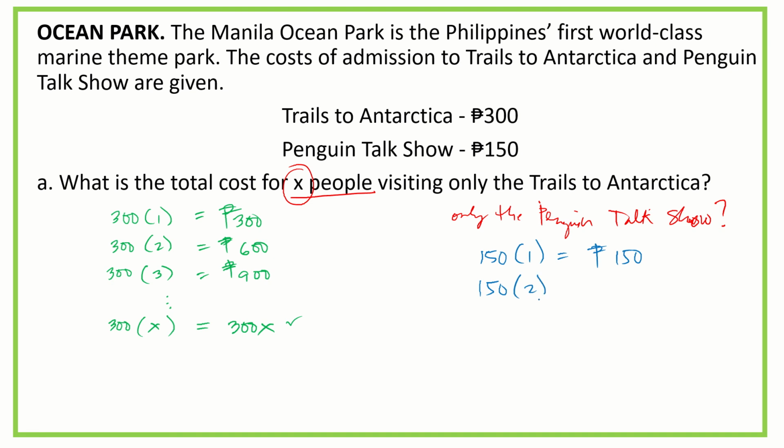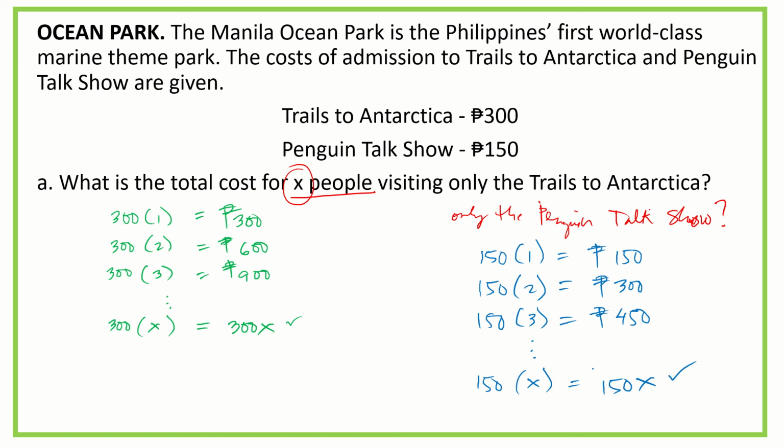If there are two persons involved, so 2 times 150, 300 pesos. If there are 3 people who will visit the Penguin Talk Show, so 150 times 3, that would be 450. So in general, if we do not know the number of people visiting, we will represent that with an X. Similar pattern, we multiply the number of people visiting times the cost per person, which is 150. So the answer would be 150x.